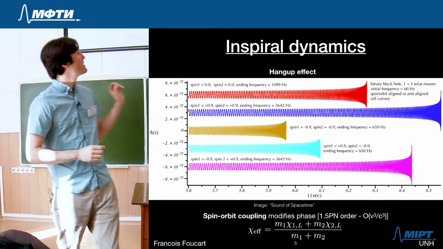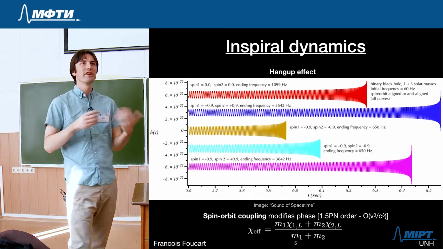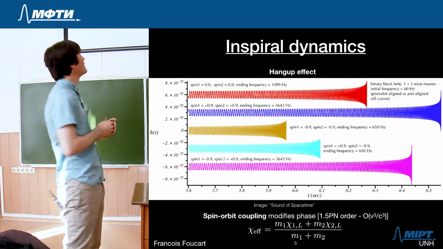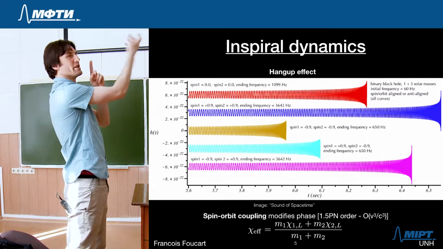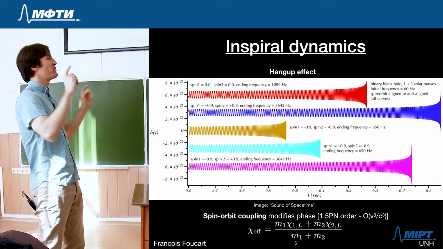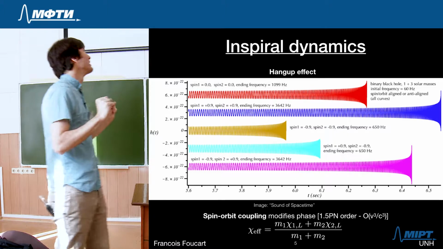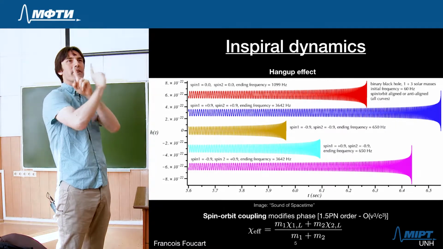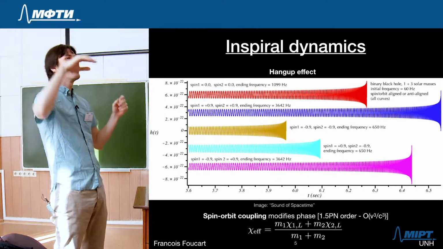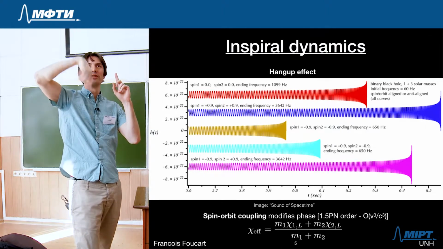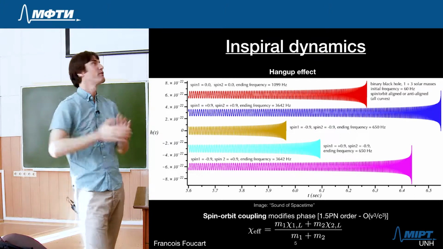The largest effect that you can see from the spin of the object is something that is not really intuitive. It's something that only exists in general relativity. If the two black holes are spinning in the same direction as they are orbiting each other, if the spin of the black hole is aligned with the orbital angular momentum of the system, then they inspiral slower. They stay for longer at a given separation and inspiral slower towards merger. If, on the other hand, they are anti-aligned, so they are counter-rotating with respect to their orbital motion, they inspiral faster. They spend less time at a given frequency.